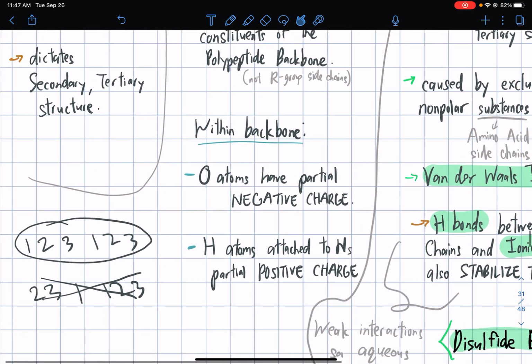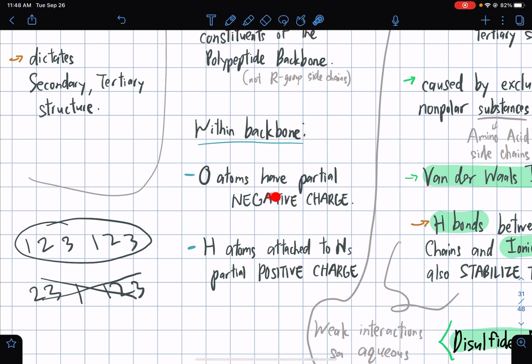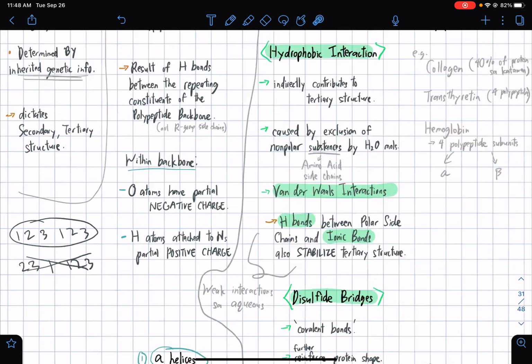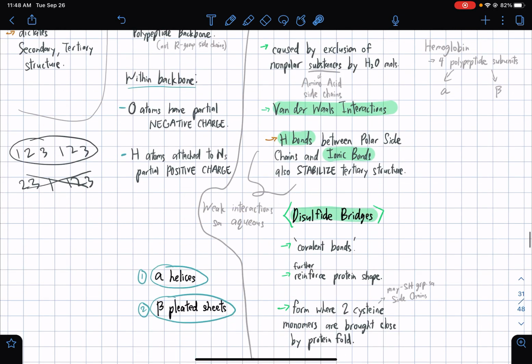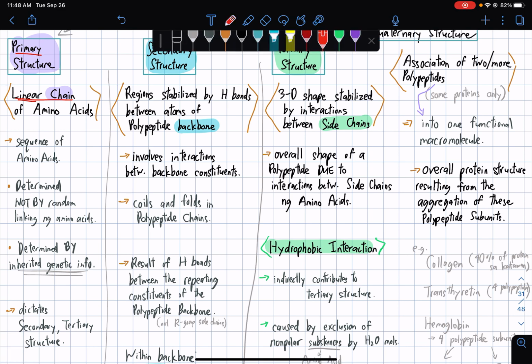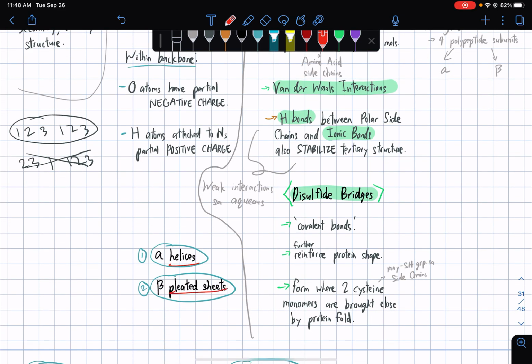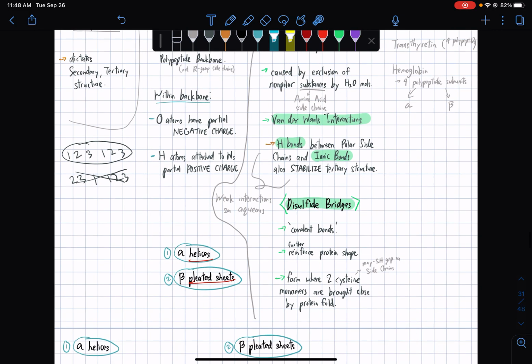So within the backbone, oxygen atoms have a partial negative charge. Hydrogen atoms, on the other hand, attached to nitrogens have a partial positive charge. So basically, one keyword for secondary structure is alpha helices and beta pleated sheets.